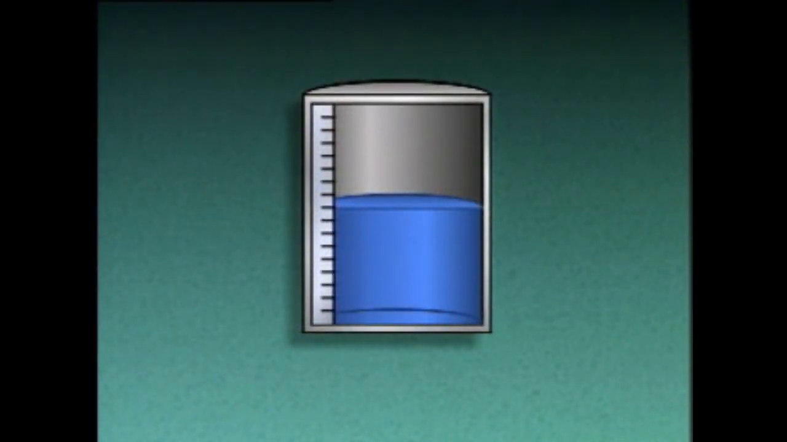Simply put, the level of a liquid or a solid is the position of the surface of that substance above or below a fixed reference point, often called the 0 point. For example, if the 0 point for this container of liquid is at the bottom of the container, then the level measurement is taken from the 0 point up to the liquid surface. On the other hand, if the 0 point is at the top of the container, then the level measurement is taken from the 0 point down to the surface of the liquid.